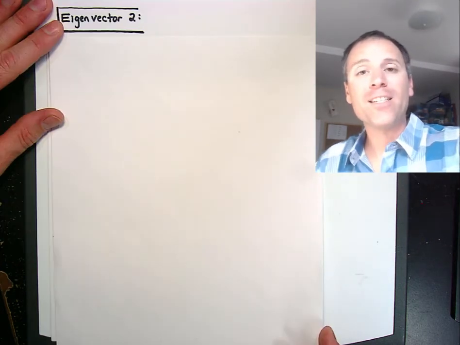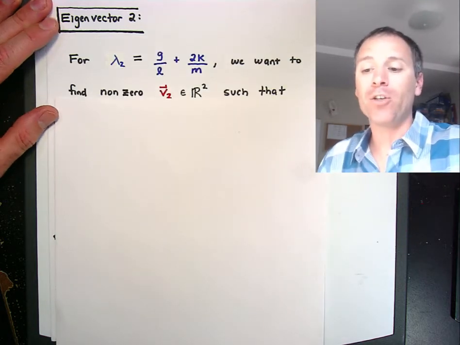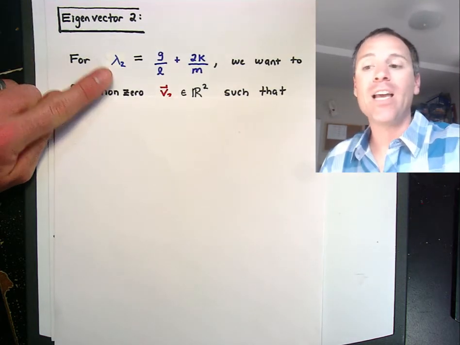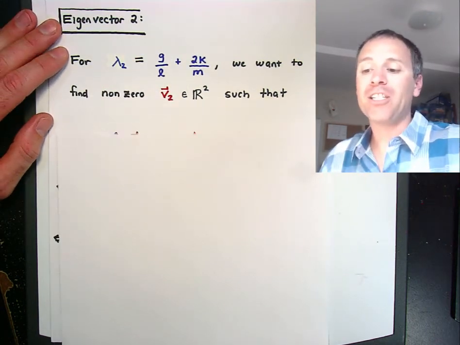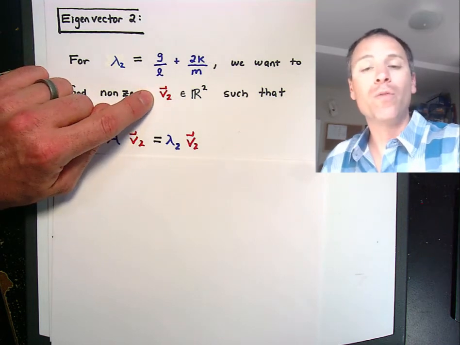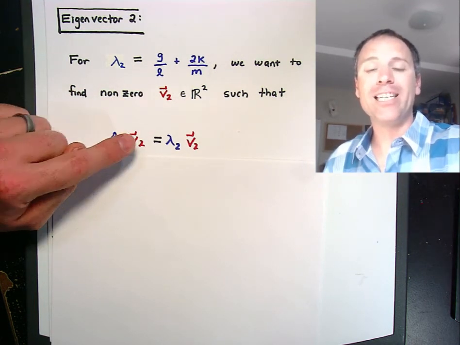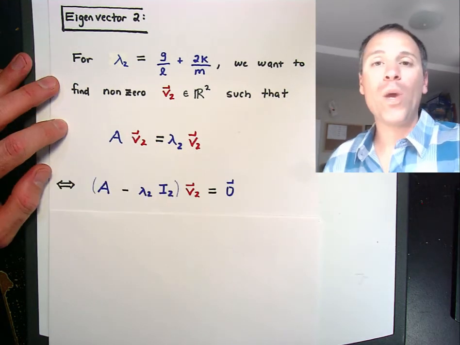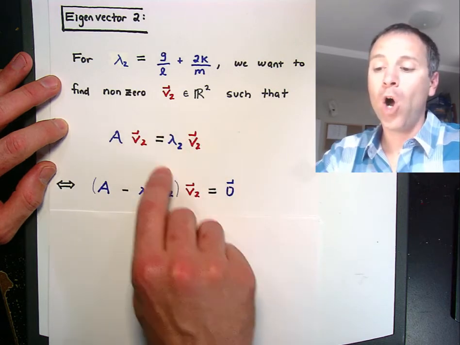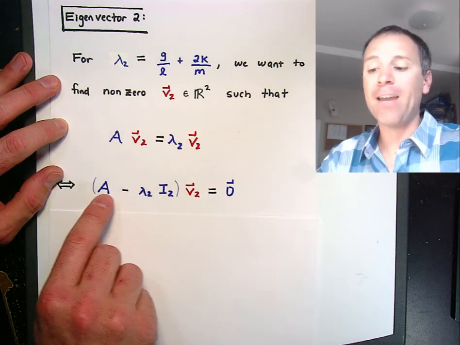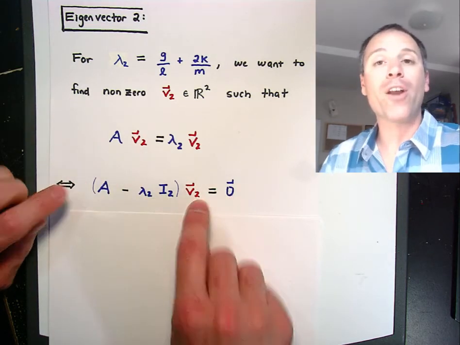Of course, in this system, we don't just have one eigenvalue, we have two distinct eigenvalues. In fact, the second eigenvalue is g over L plus 2k divided by m. The question is, can we find a vector v2 that is non-zero and satisfies the equation A times v2 is equal to lambda 2 times v2? We can isolate the right-hand side and set it equal to 0. We'll bring this entire term over to the left. So I have the matrix A minus lambda 2 times I2. We want to send that matrix to 0 with a non-zero vector.